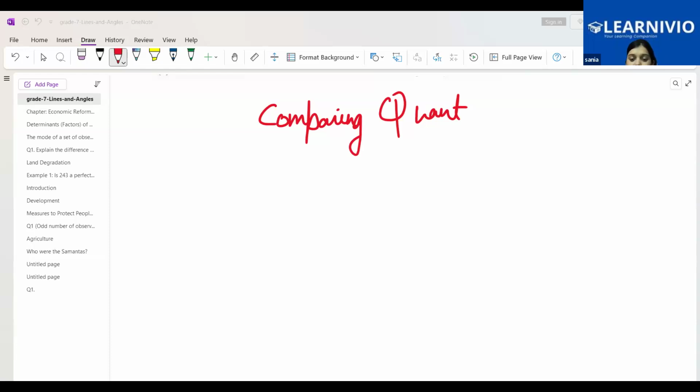Okay. Let's just start. So the first concept over here is ratios. So what are the ratios over here? Ratio is used to compare two quantities. These quantities must have the same units. The ratio is represented by the symbol colon. We write it like this.